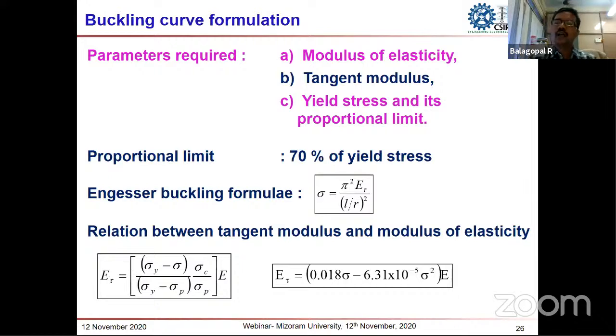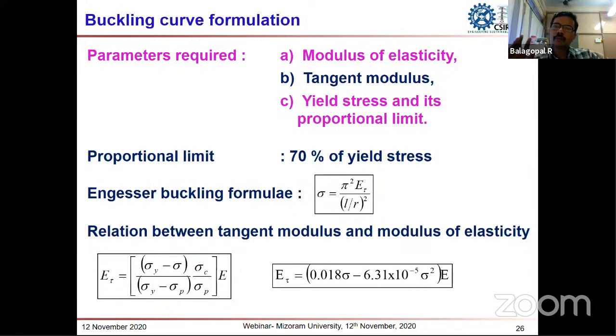So far we have seen the theories of the buckling load, such as tangent modulus theory, double modulus theory, and Shanley's theory of inelastic buckling. Next, we will see how to compute the buckling curve. Suppose we are given a cross section, what are the parameters we require? First we need the modulus of elasticity of the material, the tangent modulus, the yield stress and the proportional limit. The proportional limit will vary depending upon the grade of the steel.